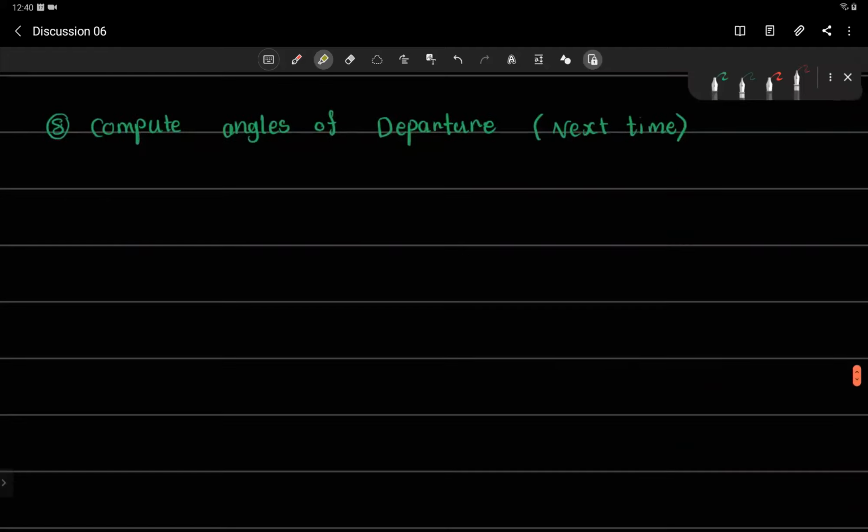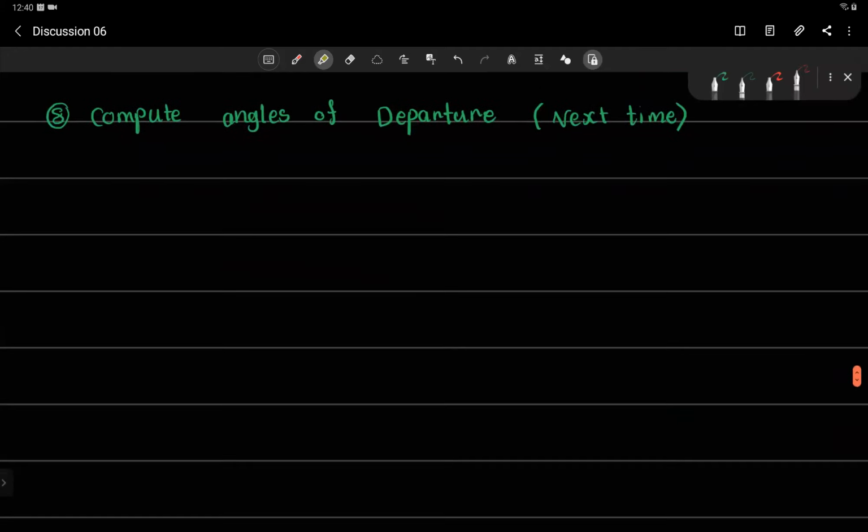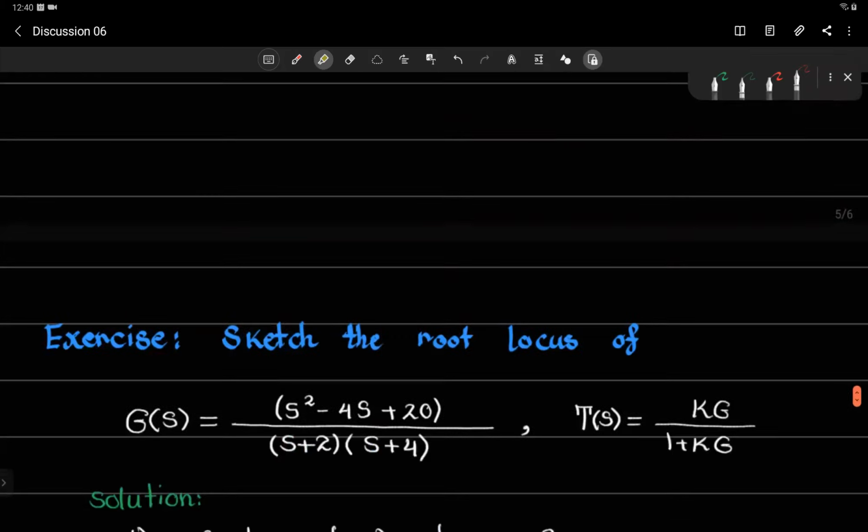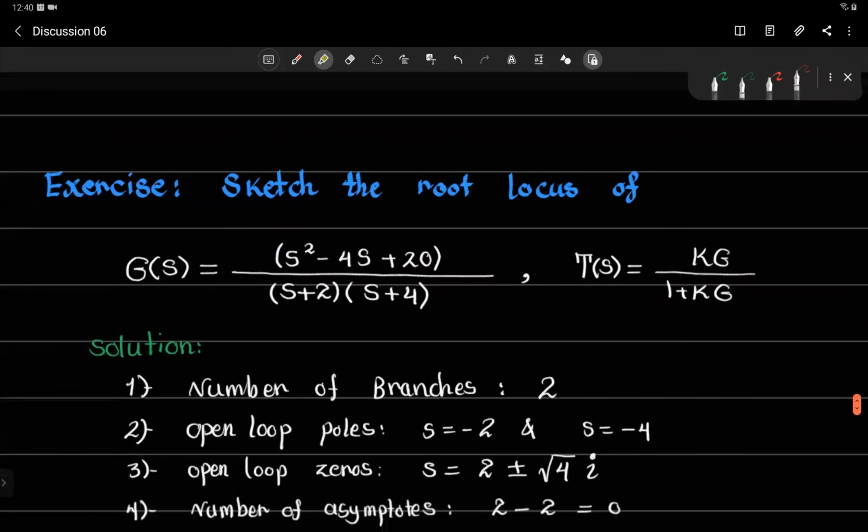The final part, which I said we will cover later, is the angles of departure. To compute the angles of departure, we will cover this next time. I just want to do a quick exercise with you.